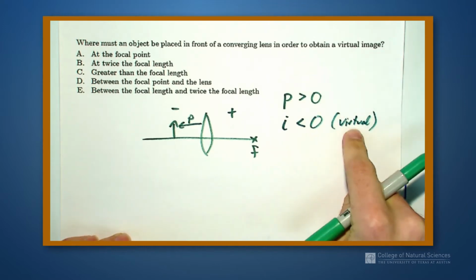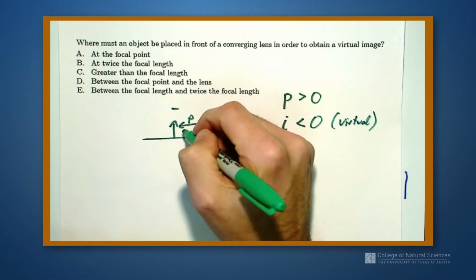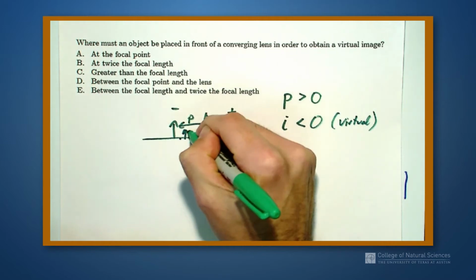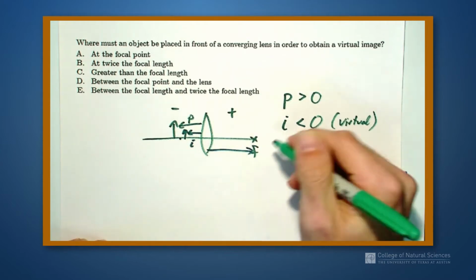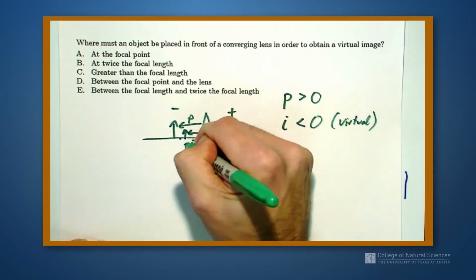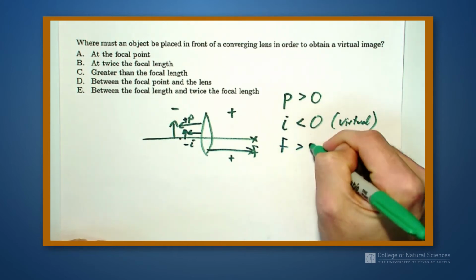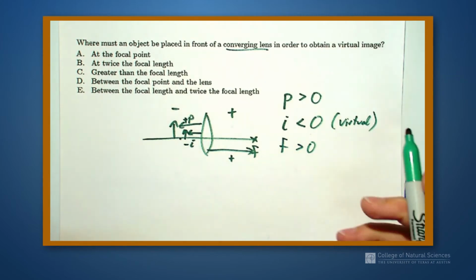In order to make it a virtual image, we have to have an image less than 0. So our image is actually going to be somewhere over on this side. So our image is going to be a negative value, and that's actually the key. And we know that our focal length is a positive value. Our focal length is greater than 0 because we have a converging lens. The light rays will converge together or come together.